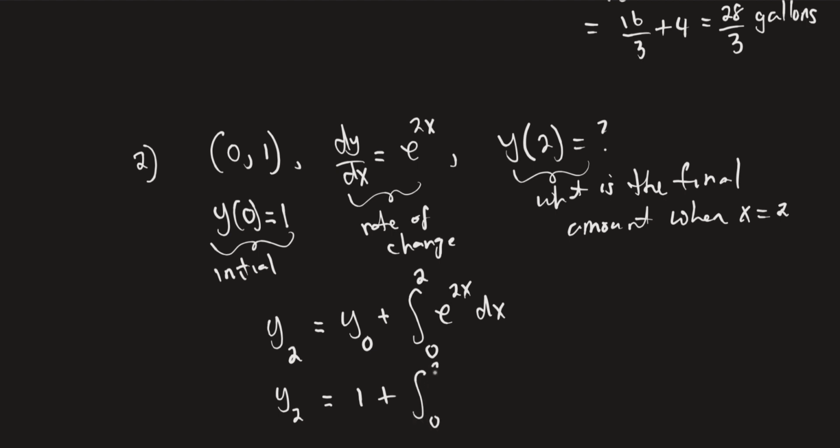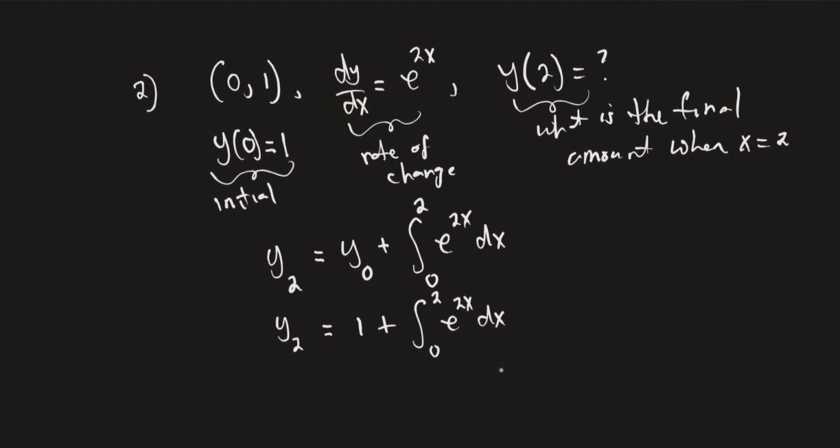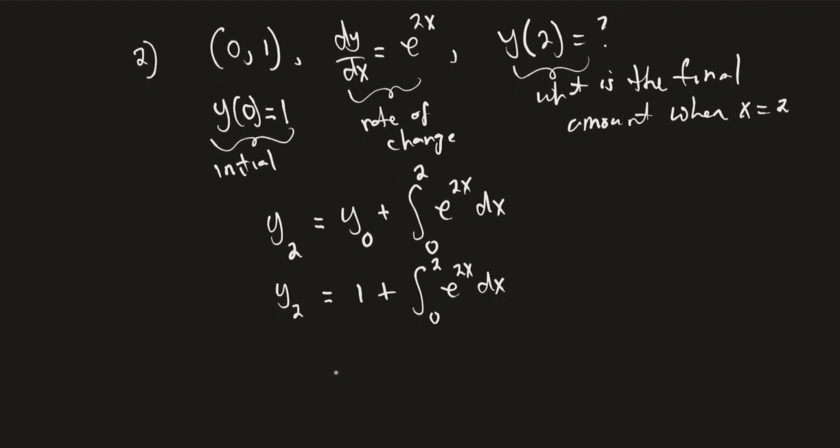right? So here's how we can set up our final amount as a single expression, where you add the initial amount to the net change. So let's evaluate this definite integral, again using our FTC, and see what we come up with. So it's 1 plus integrating e to the 2x gives us 1/2 e to the 2x, and then we evaluate from 0 to 2.